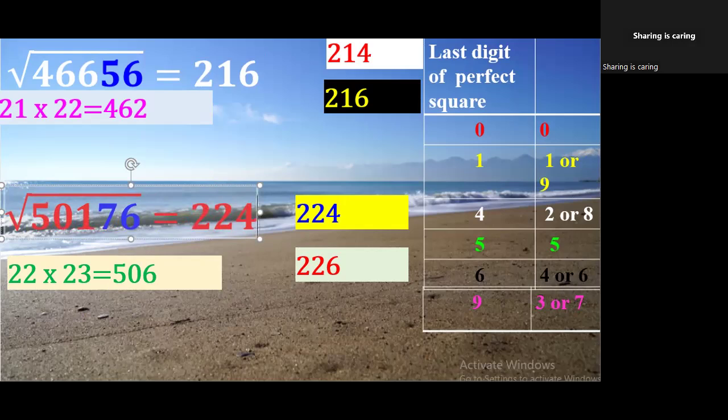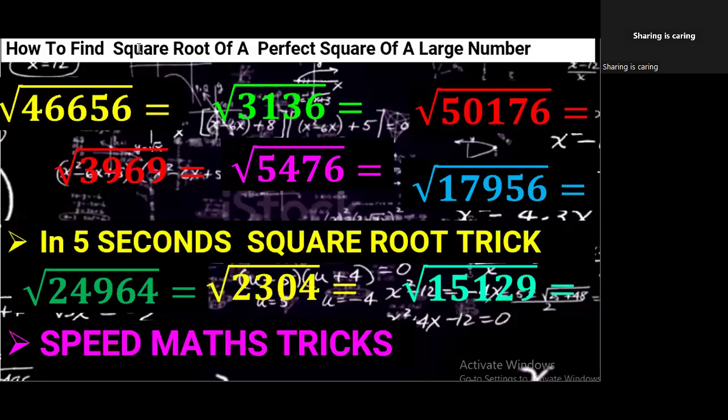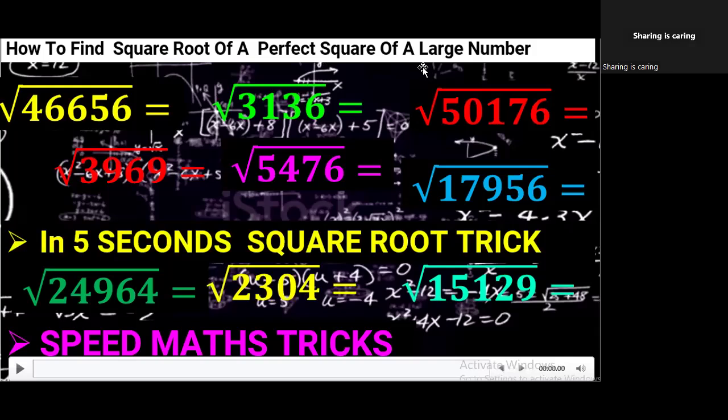So guys, it's very easy. You can find it. Just follow the steps. Once you follow the steps and practice, within a short time, within seconds, you can find the square root of a perfect square of a large number.